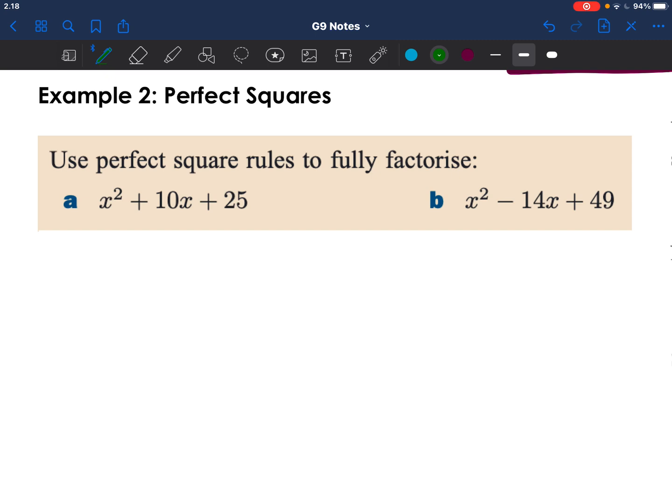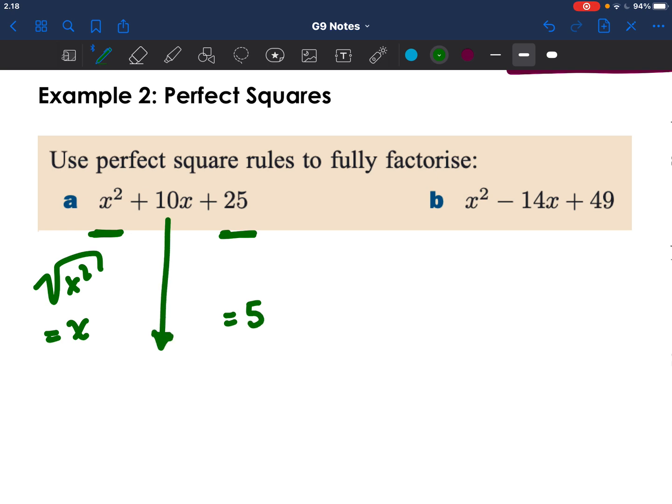So here's another thing. I always look at the first term and the last term. So I know the square root of x squared, which is a perfect square, is x. And 25 is a perfect square, that's 5. So we're left with the middle. Double the middle: is it 2 times 5 times x, which is 10x? Yes, that is 10x, right?